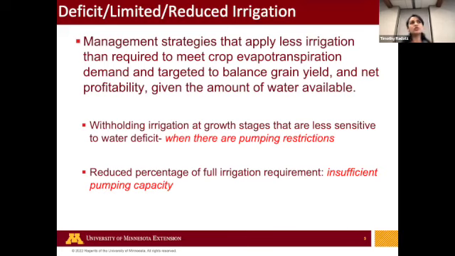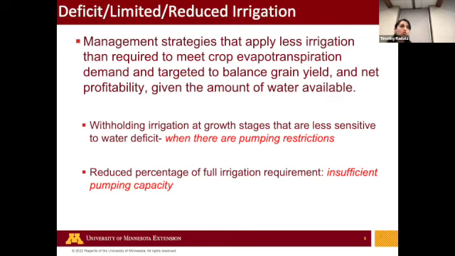So there are basically two ways how we can do it. The first is withholding the irrigation at different growth stages that are less sensitive to water deficit. So for example, corn is very less sensitive to water at the early growth stages and at the end of the season.